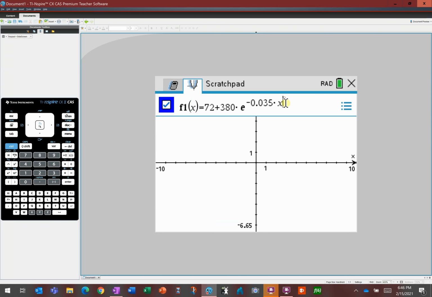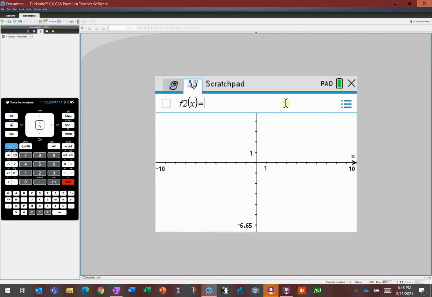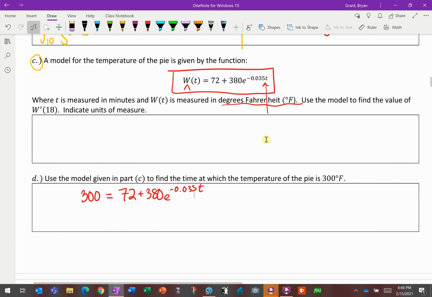You better use x all the way through here. Now when I hit enter though, we see nothing. I'm like, drat, why are we seeing nothing? Well, I think it is because, look at this. It says we're going to do 72 plus 380 times something. So we're like, whoa, okay, well, what am I going to do here?